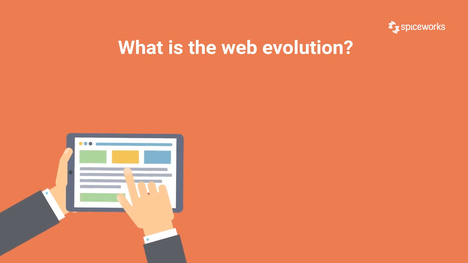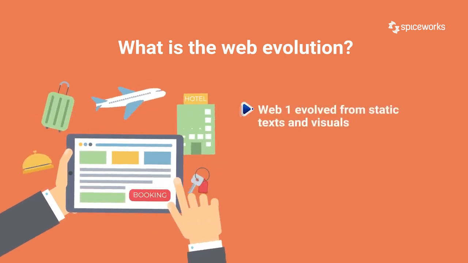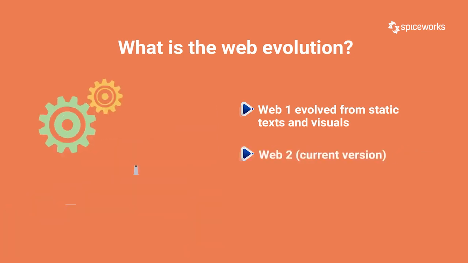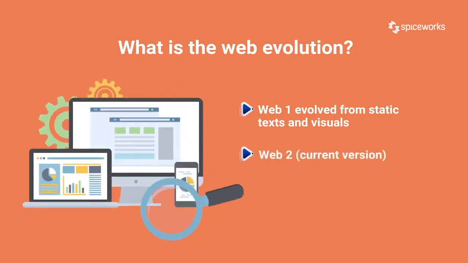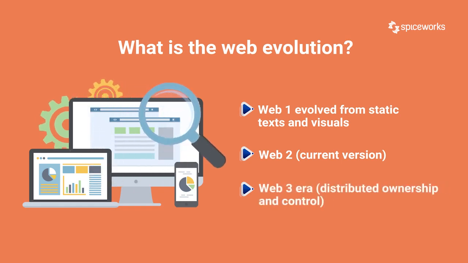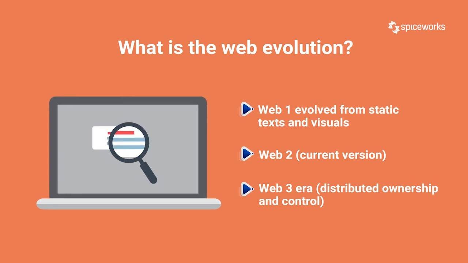The Internet has progressed rapidly from the early days of Web 1, which included static texts and visuals, to the current version, Web 2. We are presently entering the Web 3 era, in which value and data will easily move across decentralized platforms with distributed ownership and control. But what else does Web 3 feature? How is it different from Web 2? Read on to learn more about these two concepts, their differences and possible applications.